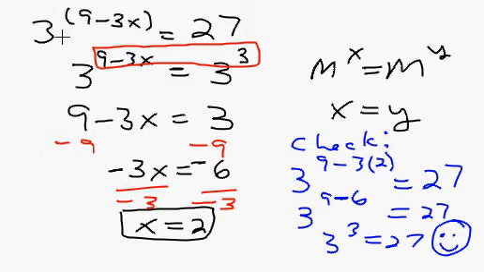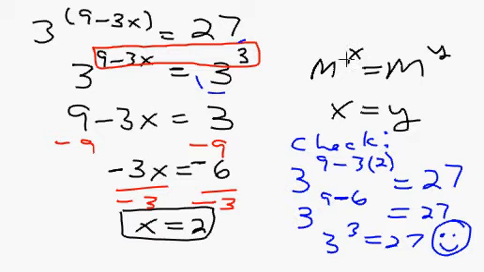So the next problem we had was 3 to the 9 minus 3x equals 27. With this problem, what you want to do is get your bases the same if you can. And since 27 is 3 to the third power, we have the same base. We have a base of 3 on both sides. So once we have the two bases equal to each other, if these two sides are going to be equal and the bases are equal, then the exponents are going to have to be equal, which is this rule over here.